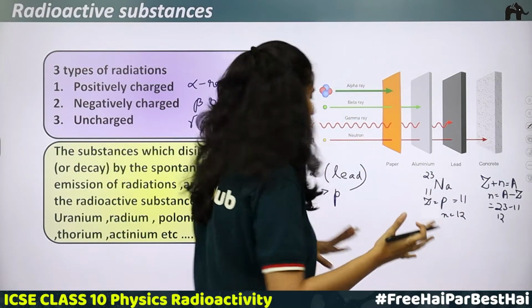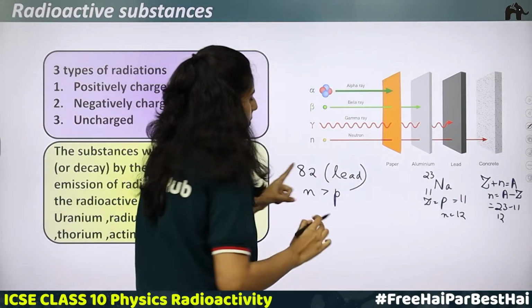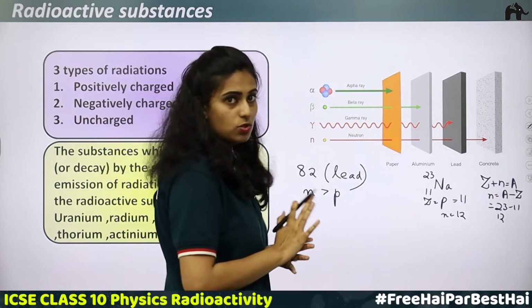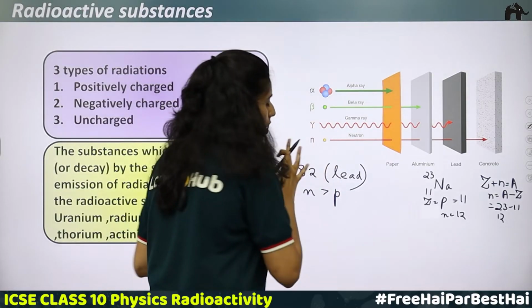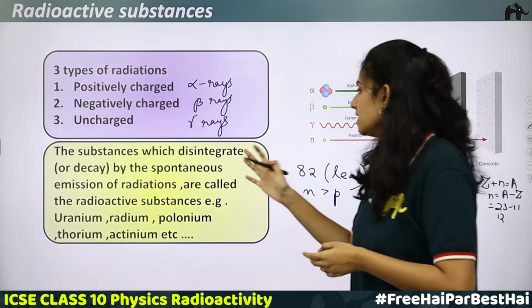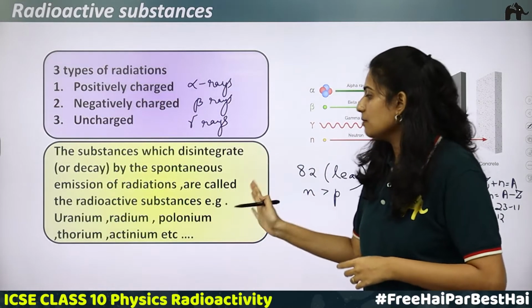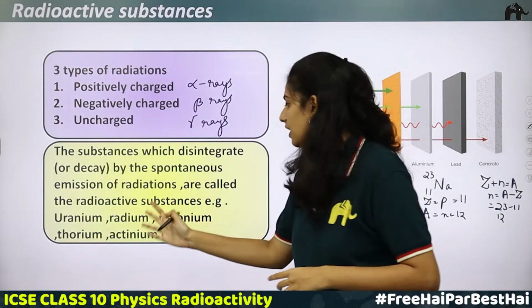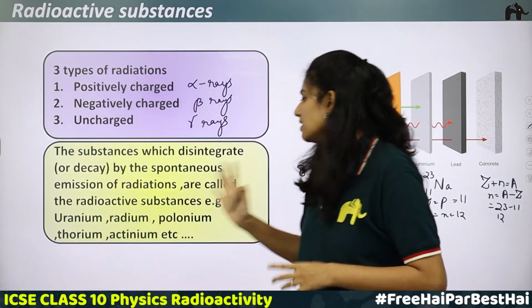So when you go to atoms with atomic number greater than 82, there is a difference in the number of neutrons and the number of protons. So for them to come to the stable state, these radiations will be emitted. Examples of such substances are uranium, radium, polonium, thorium, actinium, etc.